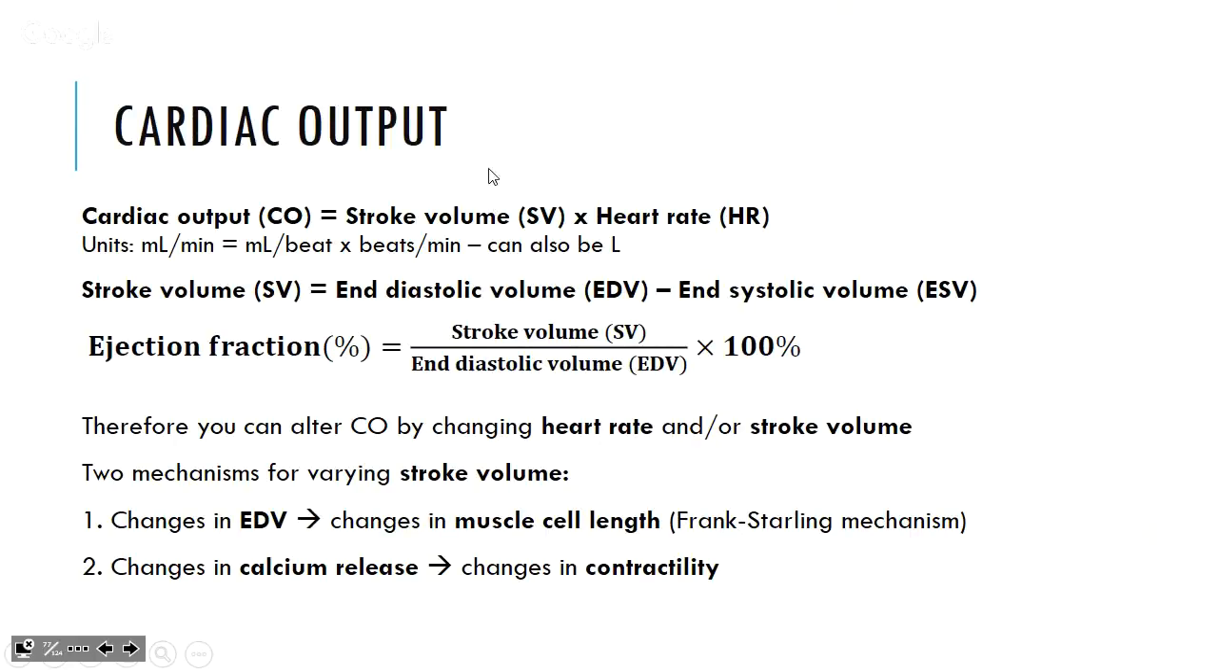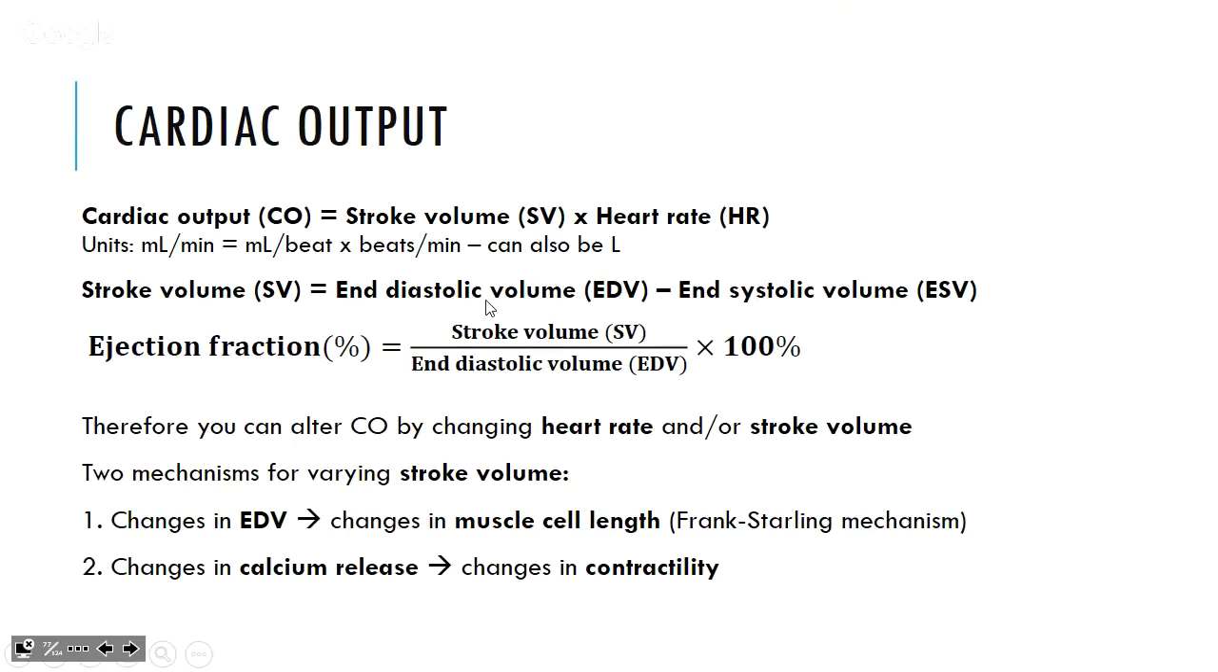So cardiac output, this is how much blood is being pumped out of the heart per minute. So it equals stroke volume times heart rate. So stroke volume is the amount of blood being pumped out per beat, and then heart rate is beats per minute. So that's why the formula is there. And then stroke volume, so that's the amount of blood being pumped out per beat.